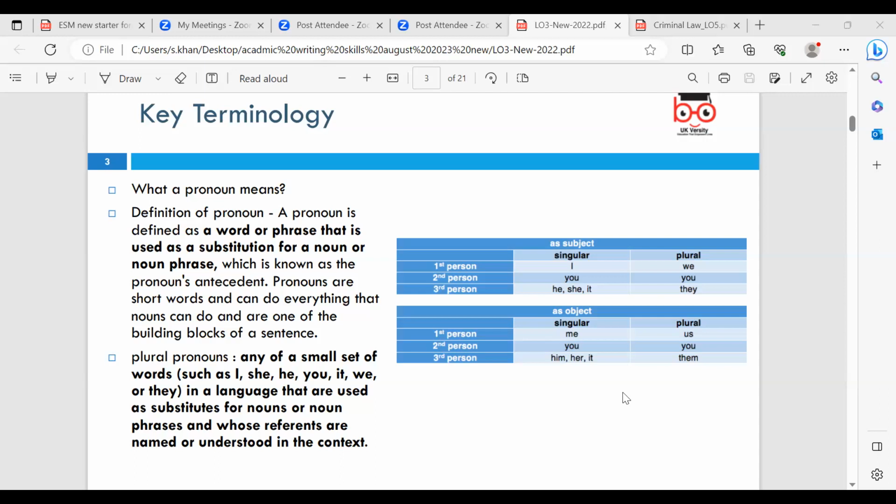An example of a pronoun I'll give you is: I asked her if the headphones were hers, but she said they belong to someone else. Okay? It might rain tomorrow, but there isn't much we can do about that. So these are examples of pronouns.